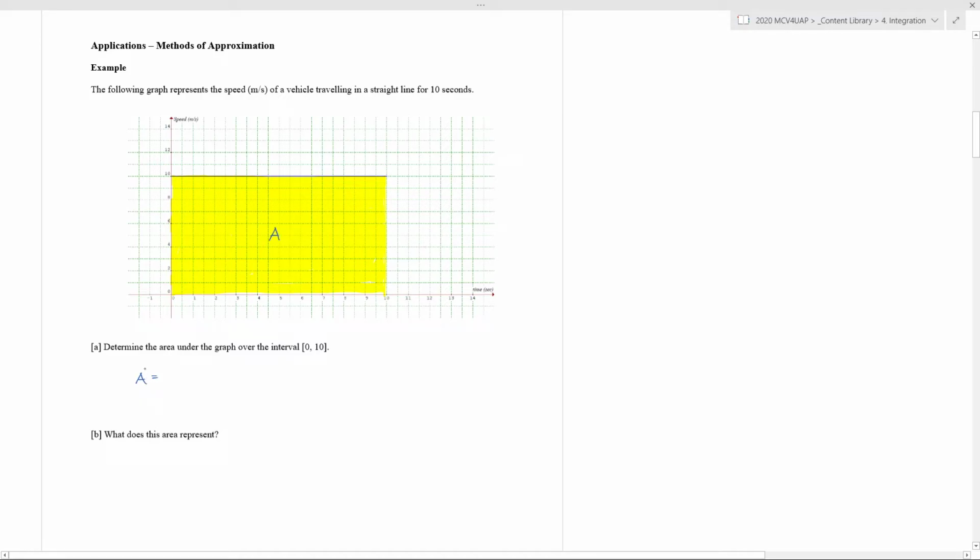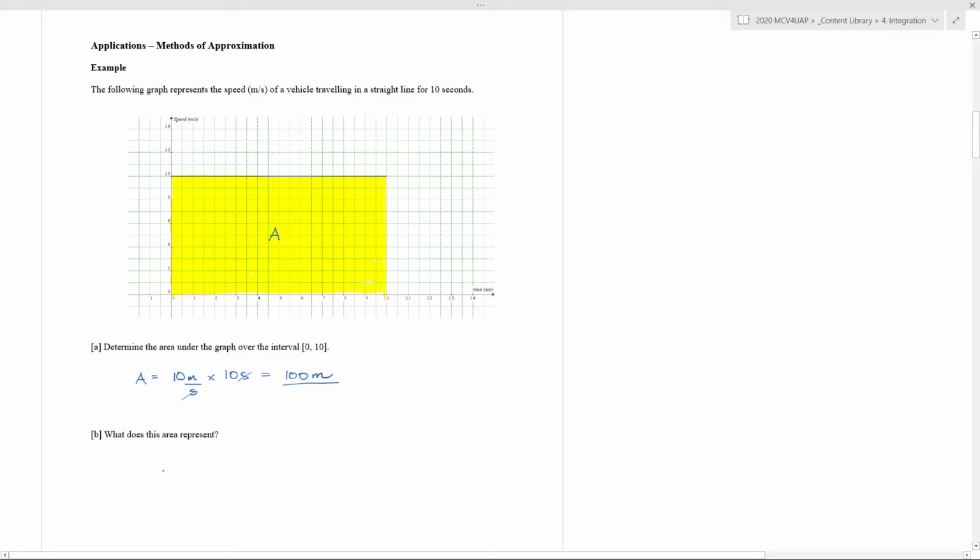So the area would be 10 meters per second multiplied by 10 seconds. That would be 100, and you can see from the unit analysis that the seconds divide each other out, and from the units you can tell that our area represents a distance, 100 meters.